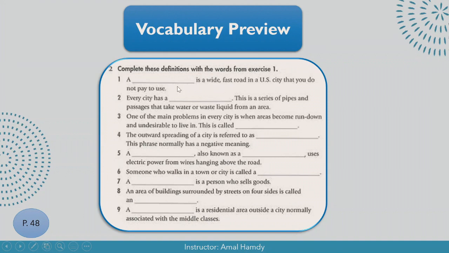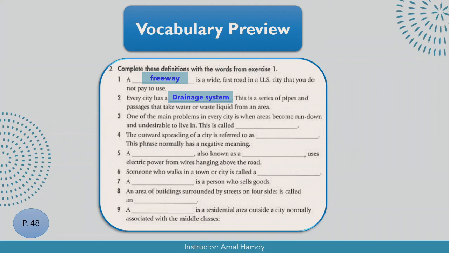So the first definition that we have is a wide, fast road in a US city that you do not pay to use. This is of course a freeway اللي هو الطريق السريع زي ما قلنا. Number 2, every city has this is a series of pipes and passages that take water or waste liquid from an area. And this is of course a drainage system.